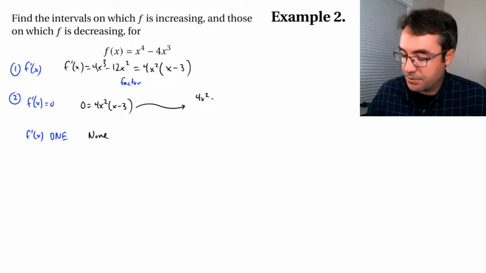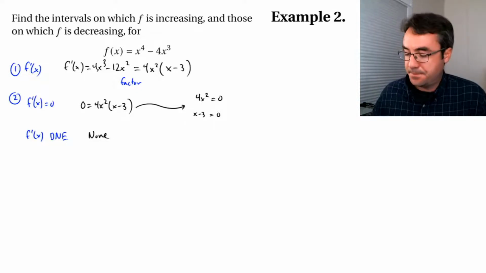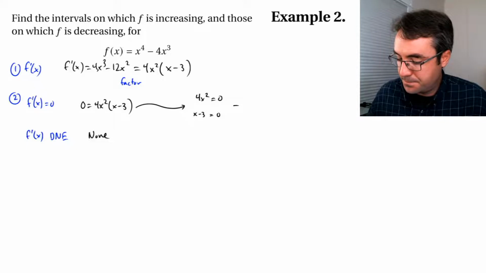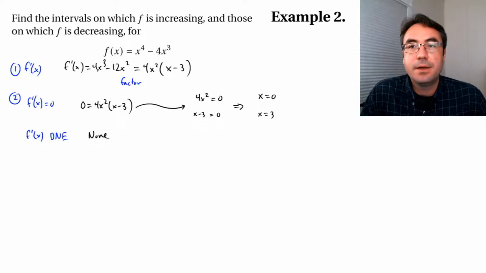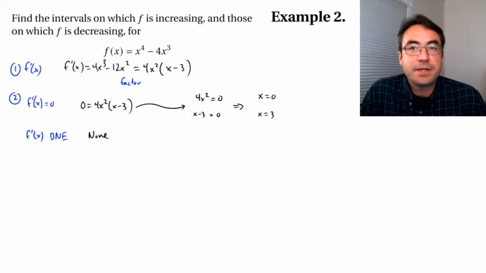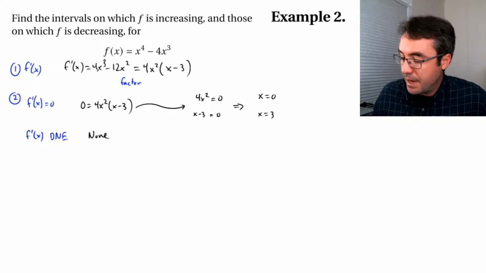So we get 4x squared equal to 0, x minus 3 equal to 0, and each of those is easy to solve. So we get x equal to 0 and x equal to 3. Now, we found those x values. Let's just check. Are they actually in the domain of our function? And they are.